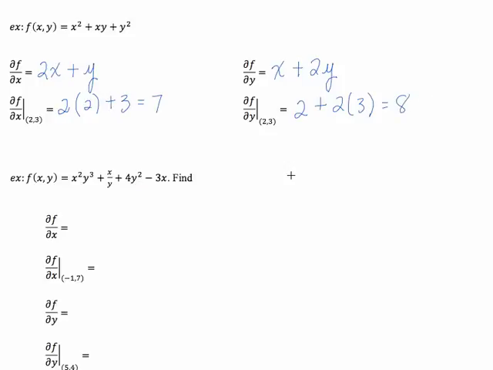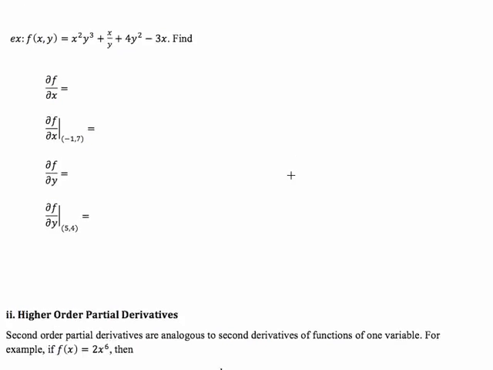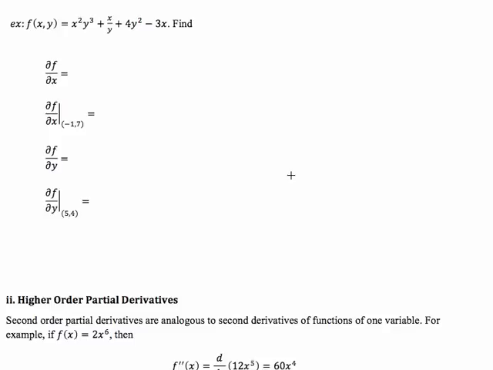Okay, let's practice finding a few more here. If f of x, y is equal to x squared times y cubed plus x over y plus 4y squared minus 3x, find the partial of f with respect to x and that partial at (-1, 7), and then the partial of f with respect to y, and then that partial at (5, 4). I highly recommend that you pause this video and try this on your own.